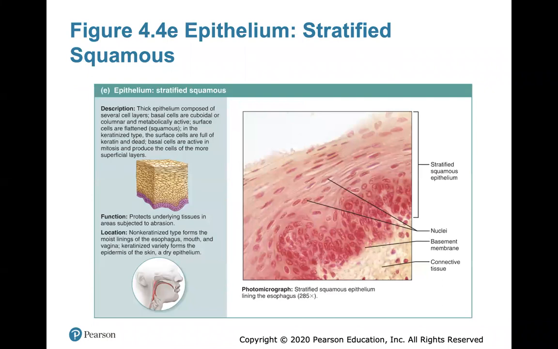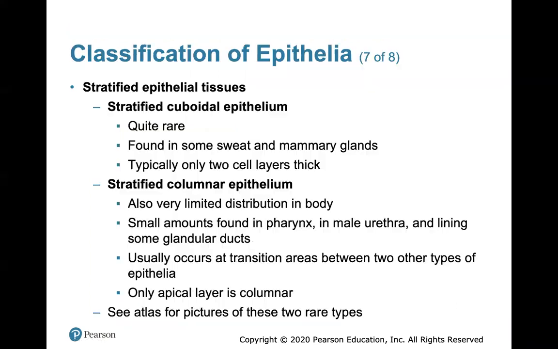So here's a look at stratified squamous epithelium lining the esophagus. And it will be non-keratinized because its apical cells are still alive, leading to a moist or wet environment, and they're not filled with keratin. Stratified cuboidal is rare, found in some sweat and mammary glands. Stratified columnar is also limited, found in the male urethra, some in the pharynx, and lining of some glandular ducts.